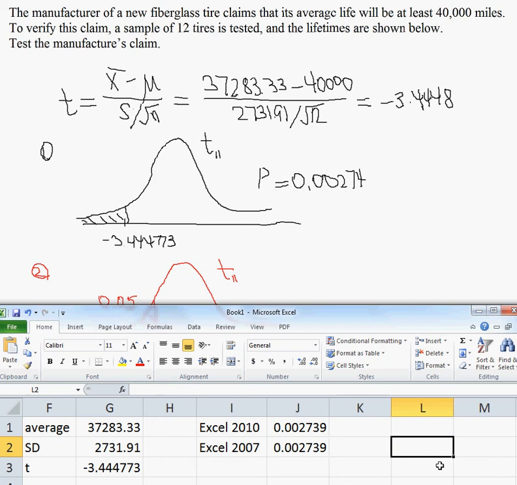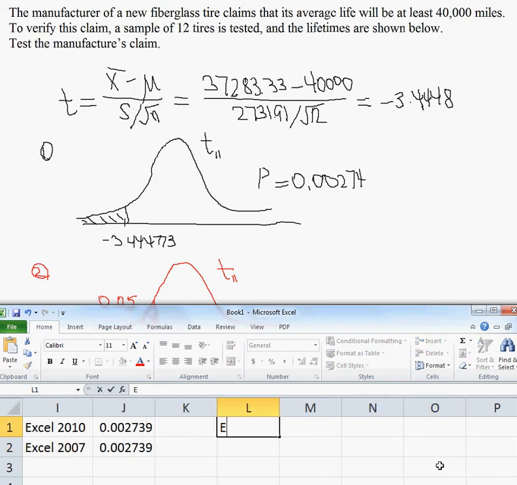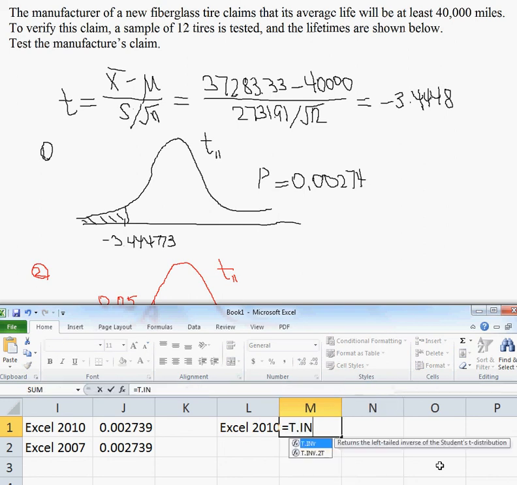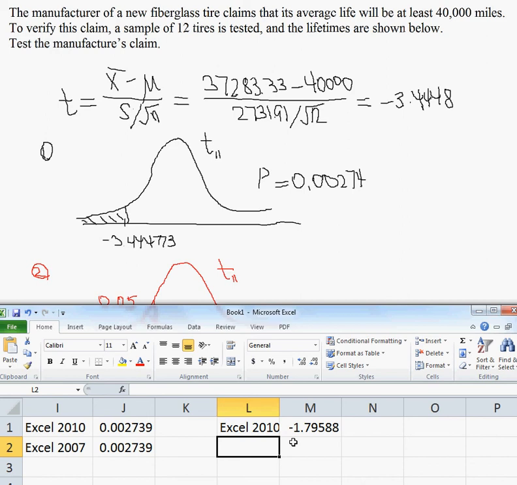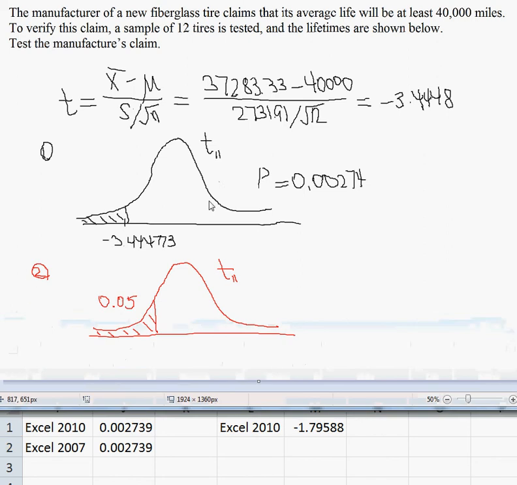Okay, now how do I do this in Excel? In Excel 2010, the command is t.inv. Now notice there's a couple of options for t.inv. You can use the left tail or else the two-tailed critical value. In our case, we want the left-tailed critical value. Probability is 0.05 with 11 degrees of freedom. And so the critical value works out to be negative 1.79588. So that's the critical value, and I'll mark that in my picture here at negative 1.79588.